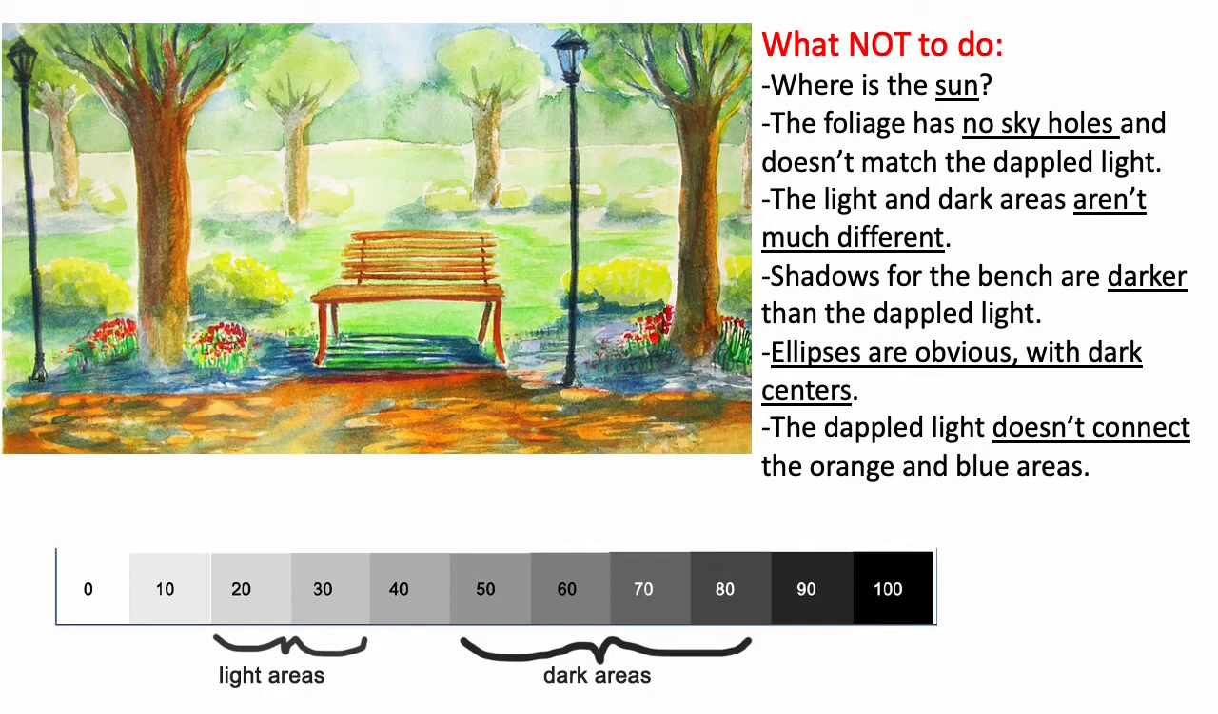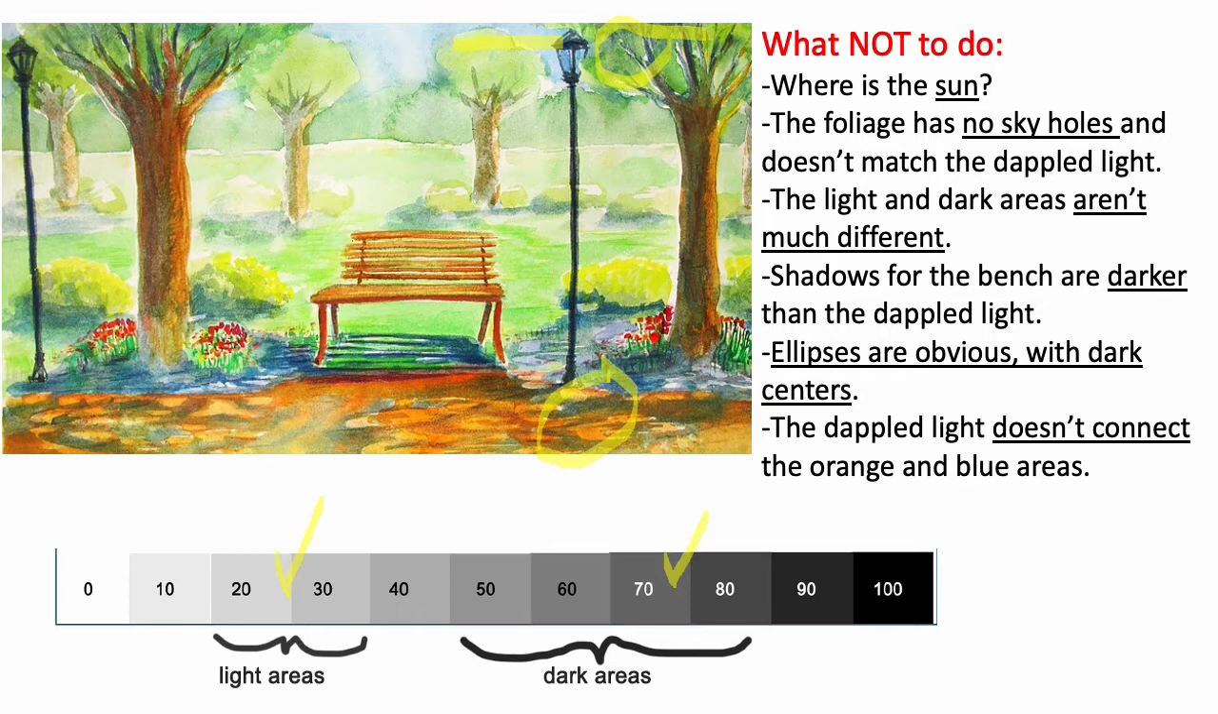Why isn't the dappled light convincing in this painting? We don't know where the sun is located. The foliage has no sky holes and doesn't extend out to match the dappled light. The light and dark areas in the dappled light should be clearly different because one is strong sunlight and the other is shade or the absence of light. But here, the light areas vary from 20 to 30% black, while the dark areas are 50 to 80% black, which is a 20 to 60 point spread.